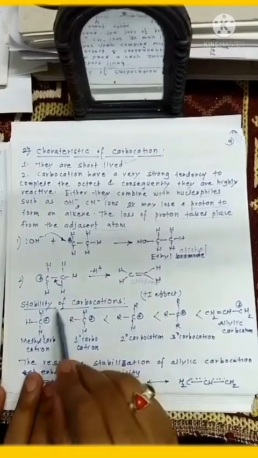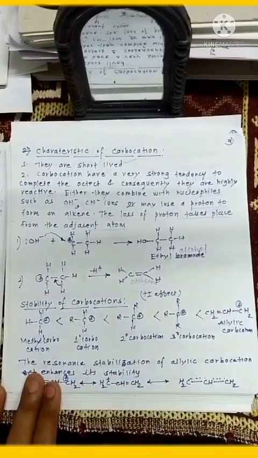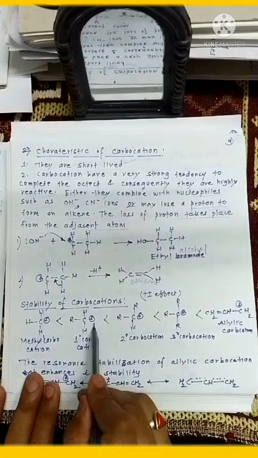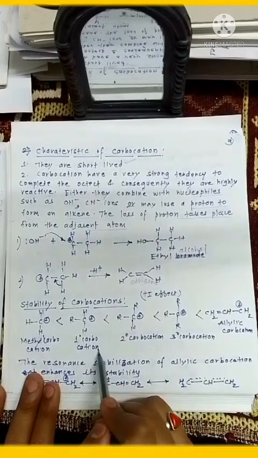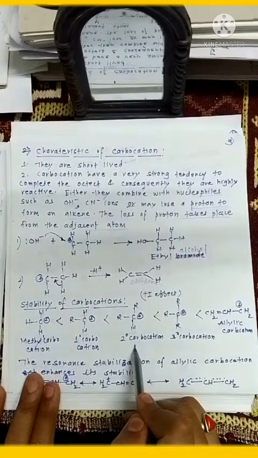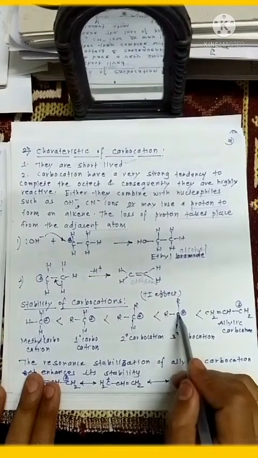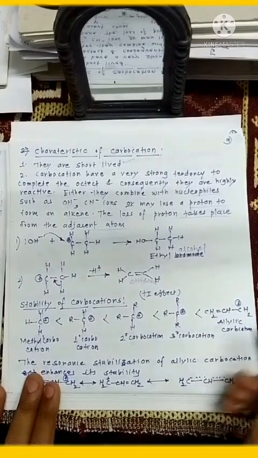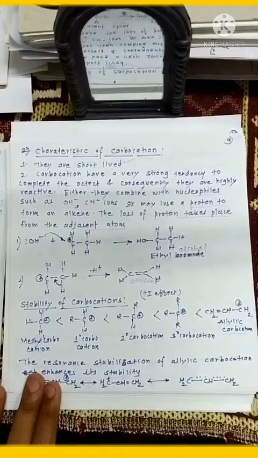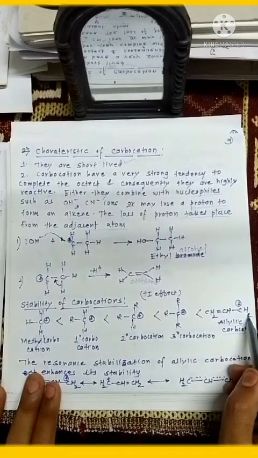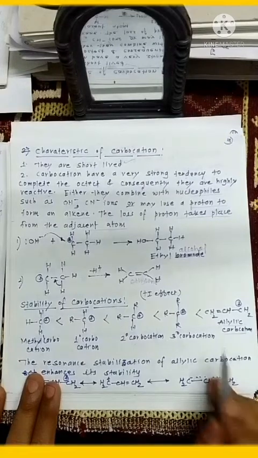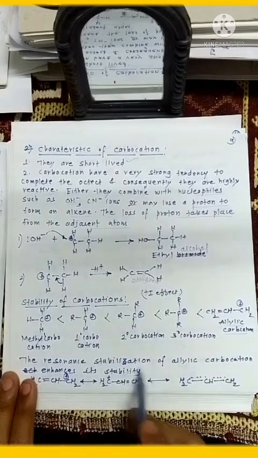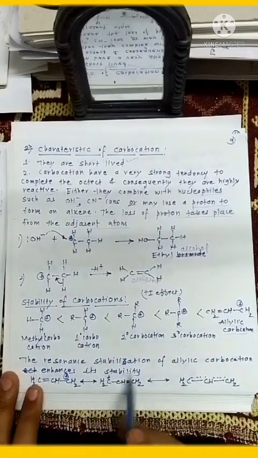Now we are going to discuss stability of carbocations. Methyl carbocation is less stable than primary carbocation. Primary carbocation is less stable than secondary carbocation. Secondary carbocation is less stable than tertiary carbocation. Tertiary carbocation is less stable than allylic carbocation. It means that allylic carbocation is highly stable. The resonance stabilization of allylic carbocation enhances its stability.